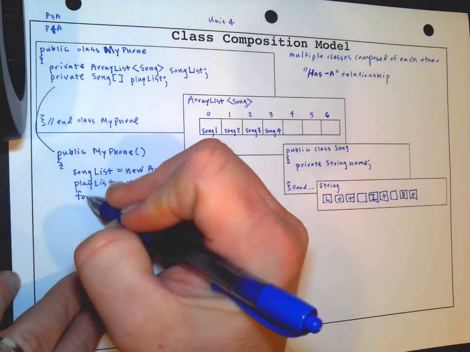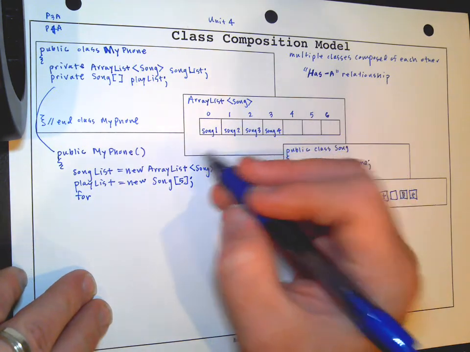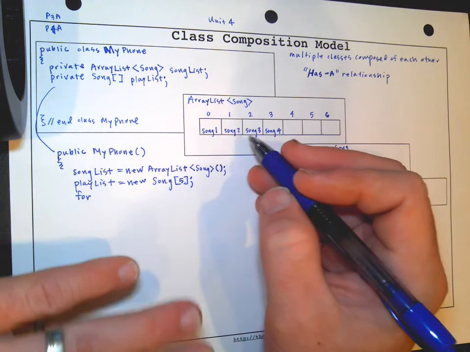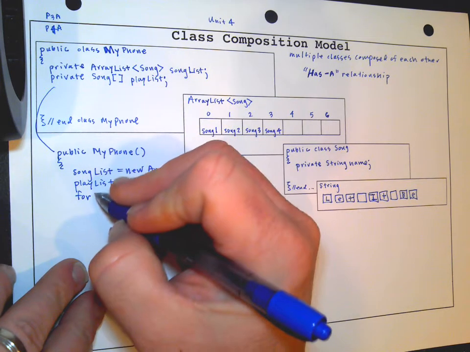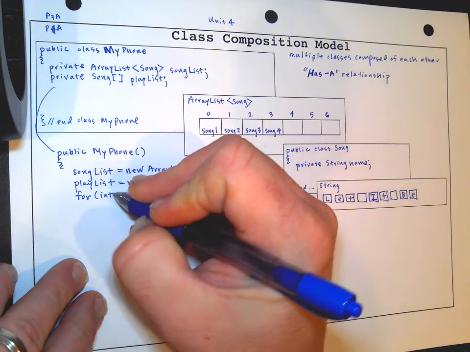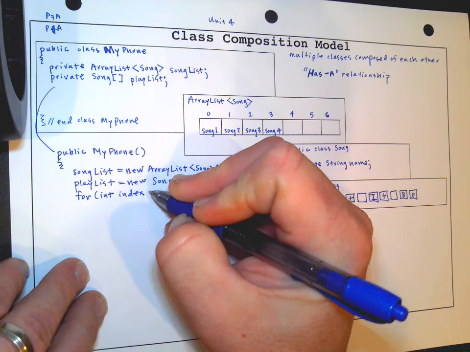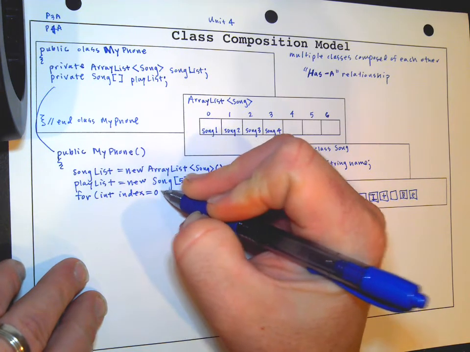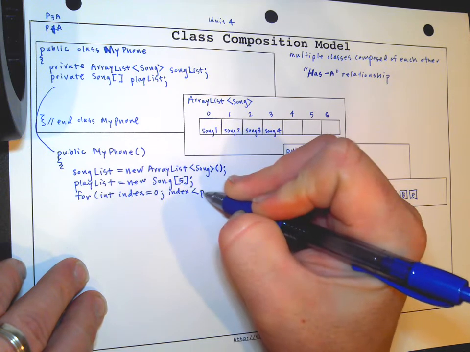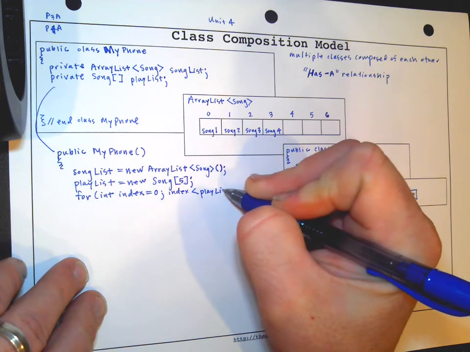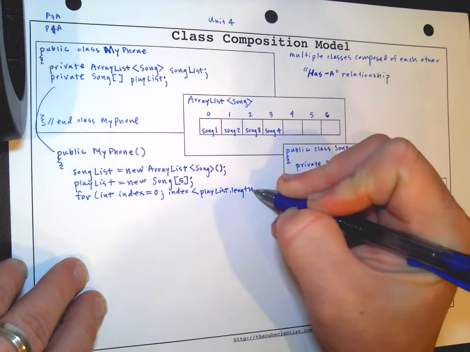And then, if you want to fill these up, with the ArrayList we won't put anything in it because it's just size 0 right now, which is fine. The array is size 5, so maybe we'll fill it with some kind of default values. So a for loop would be handy for that if we're just putting the same thing in every spot. So int index equals 0, index is less than playlist dot length, which doesn't have parentheses after it.